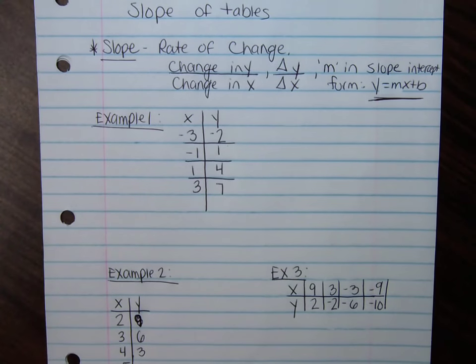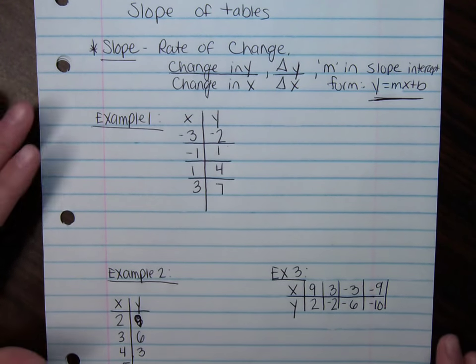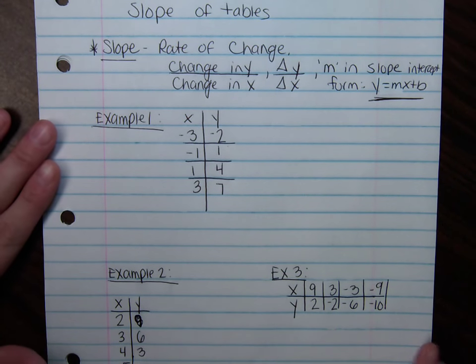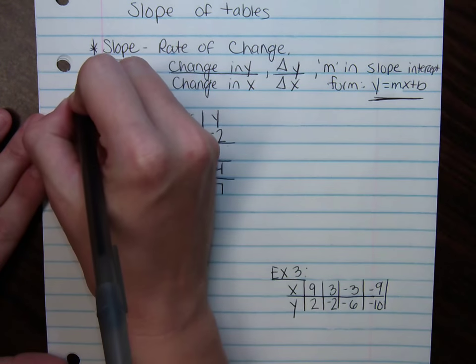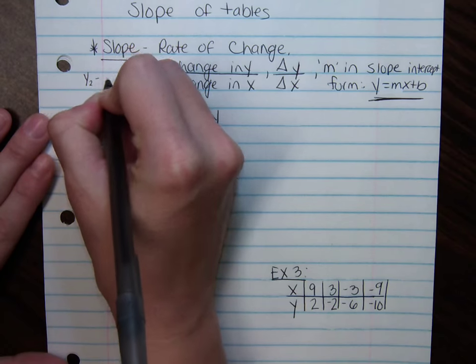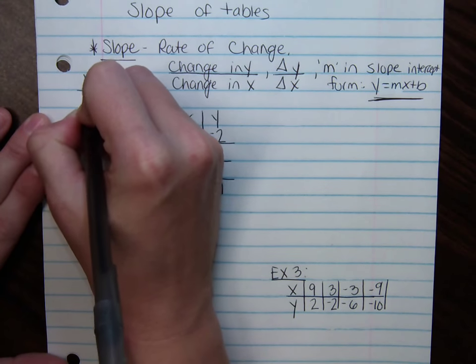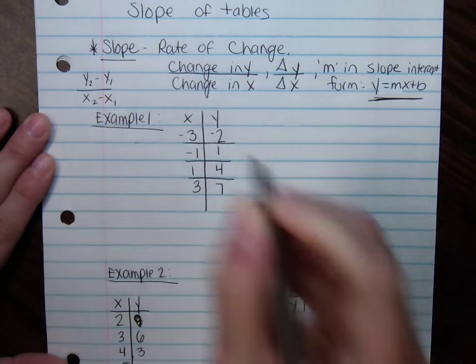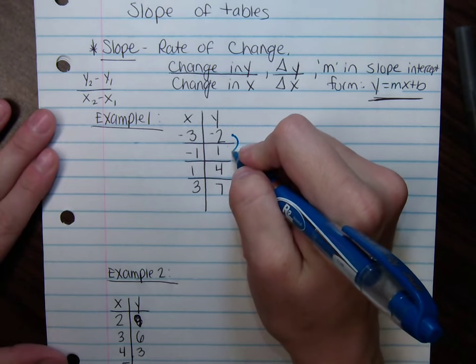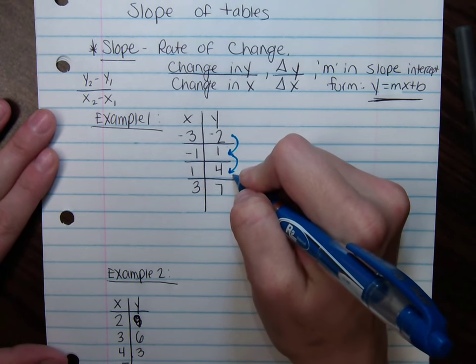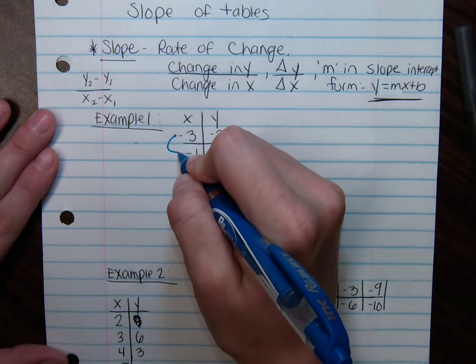So if we look at example 1, we're going to find the slope of this table. I'm going to show you two different ways that you can do it, and you can do it either way. The other thing we need to know about slope real quick is the formula, y2 minus y1 over x2 minus x1. So real quick, we can do it either way, whichever way you're most comfortable with. First way I'm going to do it is by finding the rule on each side of my table.